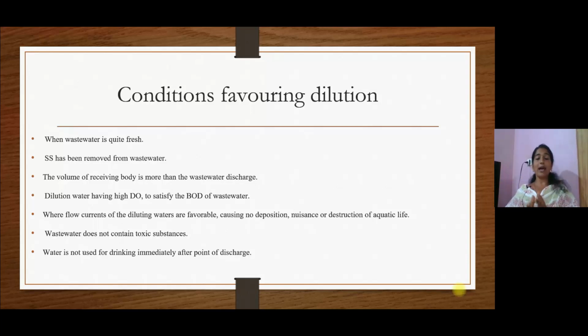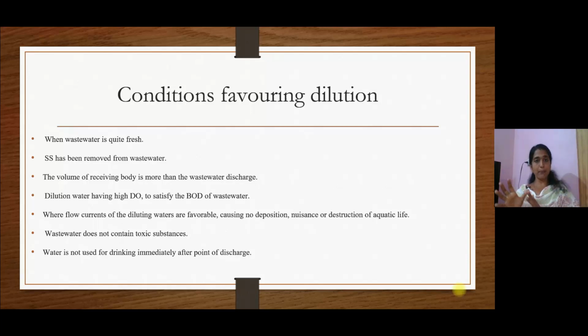And the dilution water having a high DO to satisfy the BOD of wastewater. The BOD of wastewater will be high, and this BOD should be satisfied by consuming the dissolved oxygen content in the dilution water. So the dilution water should be having a high DO. And where the flow currents of the dilution water are favorable, causing no deposition, nuisance or destruction of aquatic life.